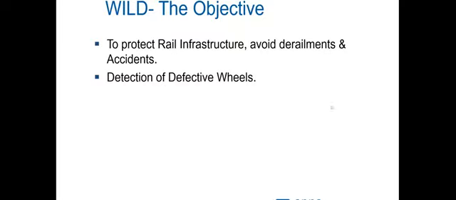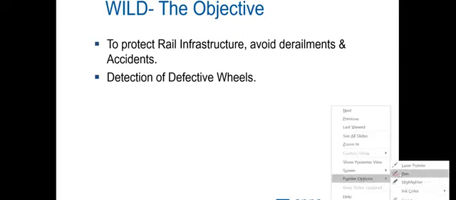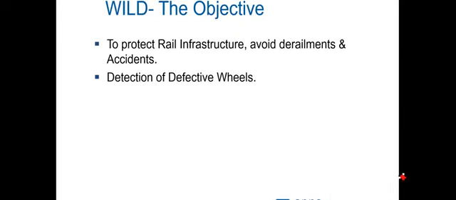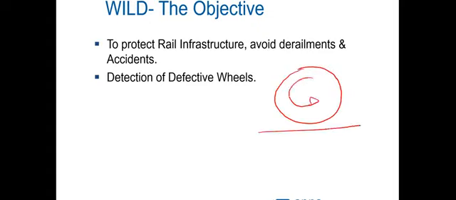So the purpose of WILD is to protect the rail infrastructure and avoid derailments and accidents. And it achieves this objective by detecting defective wheels. Now, a wheel is supposed to be perfectly circular like this, and it's supposed to rotate like this. This is the rail.